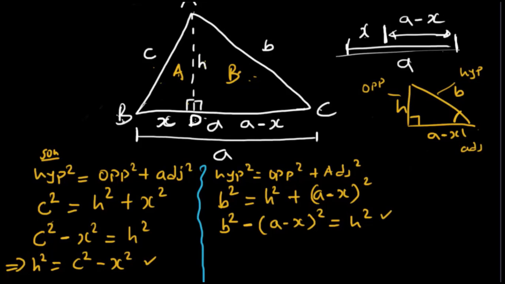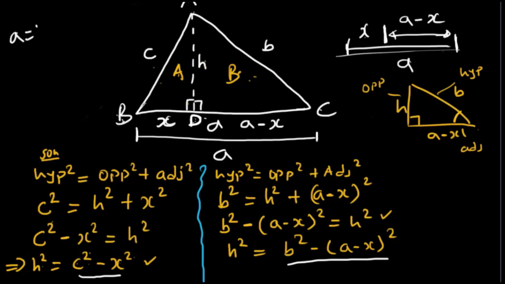So if h squared equals c squared minus x squared, and h squared is also equal to b squared minus (a minus x) squared, it then means that c squared minus x squared is equal to b squared minus (a minus x) squared. Does that make sense? If I tell you that a equals b, and then I tell you that a equals c, it means that b equals c. It's just common logic. Does that make sense? So we are going to equate these two. c squared minus x squared equals b squared minus (a minus x) squared.